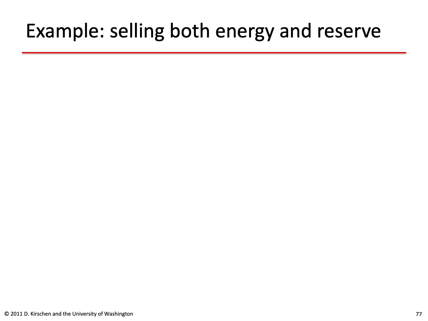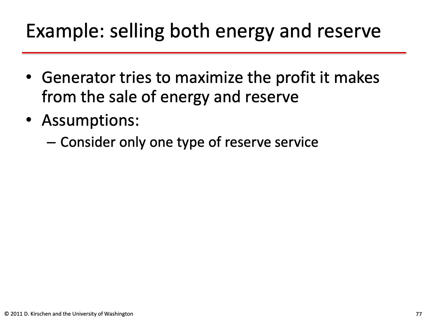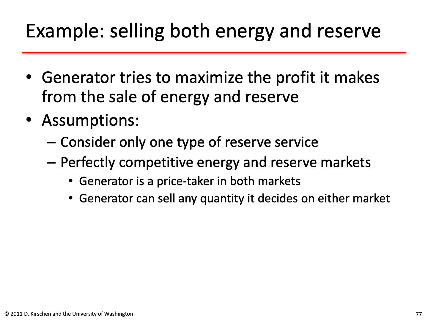So let's explore this using a simple example where a generator tries to find out how it could sell both energy and reserve. And this generator is going to try to maximize the profit that it makes from the sale of energy and reserve. But to keep things simple, we're going to make a number of assumptions. First, we'll consider there is only one type of reserve service that this generator can sell. Second, we'll assume that the markets for energy and reserve are perfectly competitive. That means that the generator is a price taker in both markets and that it can sell any quantity that it decides on either market.